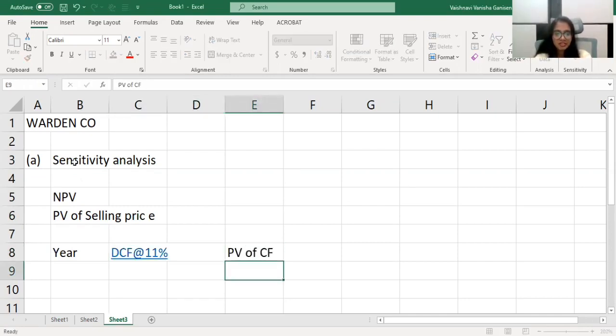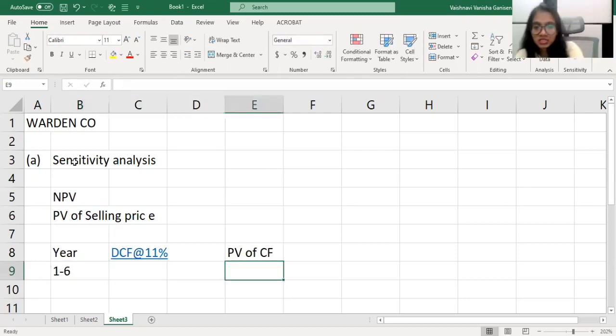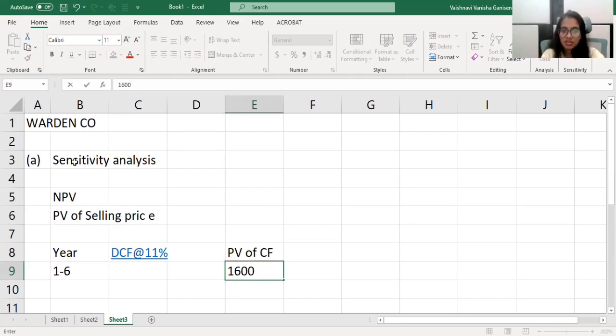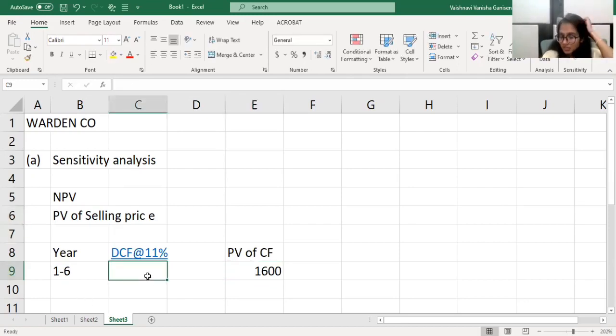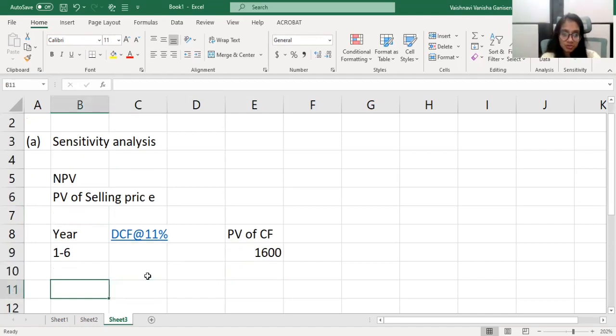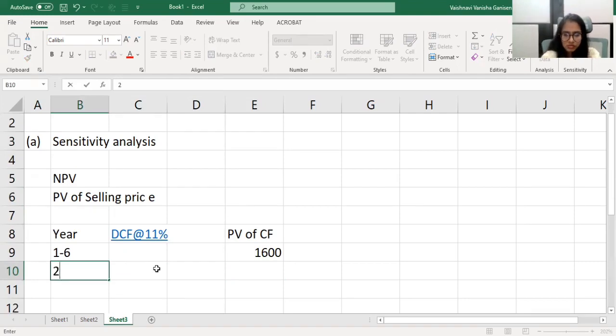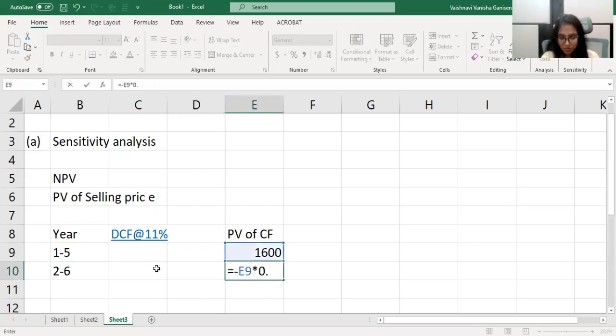PV of cash flow. Okay, so from year 1 to year 5, your revenue was 1,600. Okay, your 11% annuity factor, I will show you in a while how to do it. Now from year 2 to year 6, okay, so year 2 to year 6, this one I said 5 but I wrote 6, right, is equals to negative multiply 0. Tax in this question is 30%.